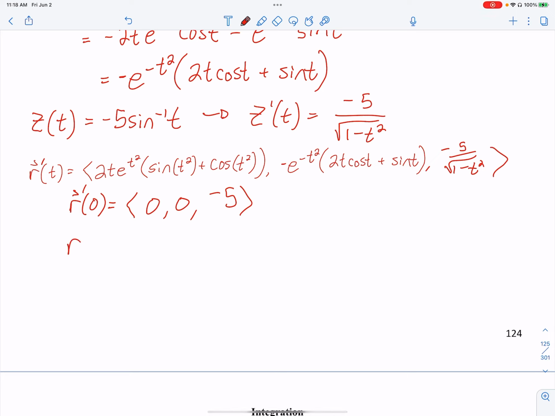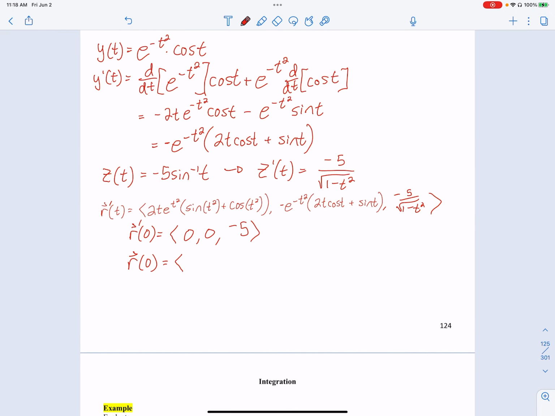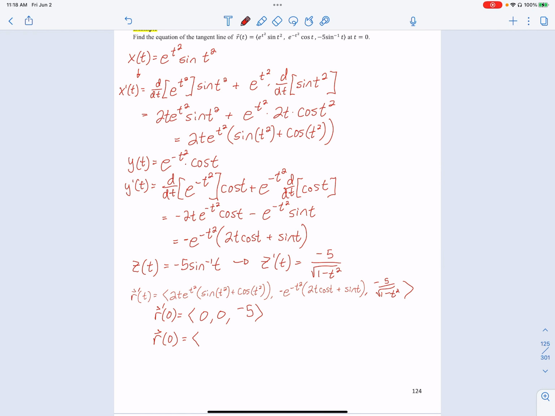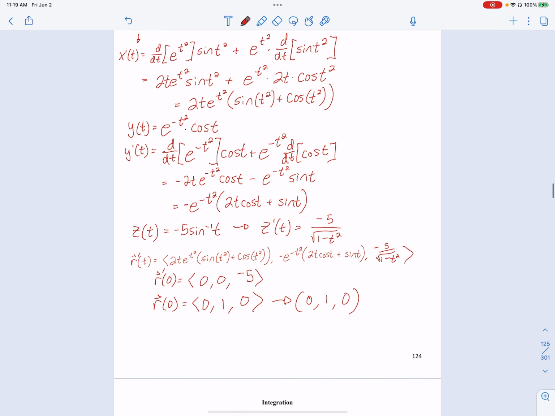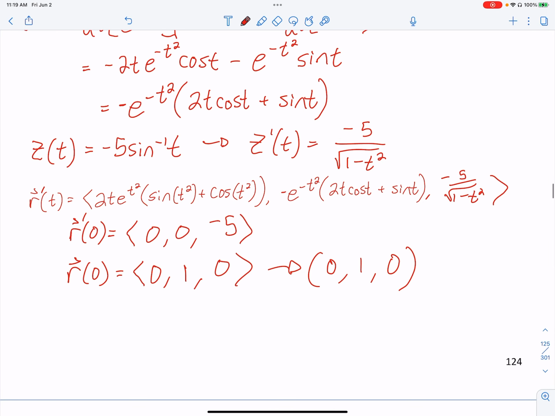Okay, we need a point of tangency. So I need r of 0. So I'm going to go back. I got to zoom out, so forgive me. Okay, if I plug in 0 into the first one, I got 0. If I plug 0 into the second one, I get 1. Yep, cosine of 0 is 1, and then e to the 0 is 1. And then if I plug 0 into that, sine is 0 at 0. So we get 0. So this gives me a point, though. 0, 1, 0.